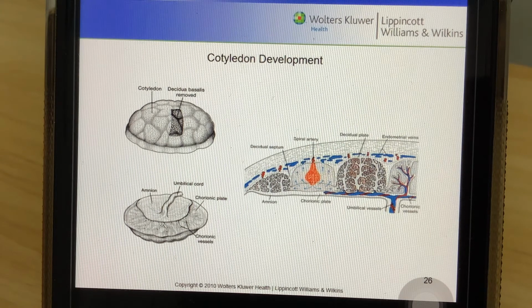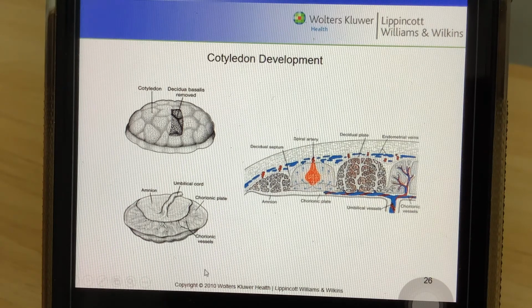So blood flows into the cotyledons under pressure through the spiral arteries and leaves the cotyledons through the endometrial veins. Okay, so intervillous spaces in the placenta hold approximately 150 ml of blood and are replenished 3 to 4 times per minute. Tasig ang exchange of blood from the maternal side to the fetus through the spiral artery.